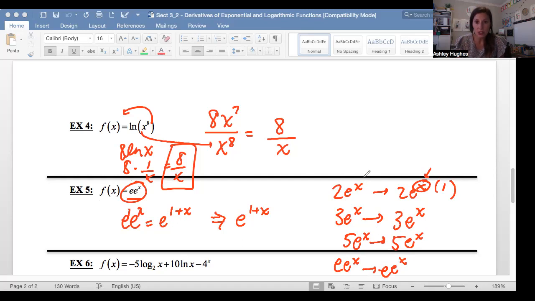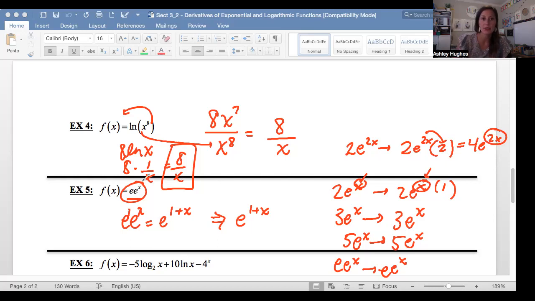What changes is if there's not just an x here. If it say it was 2e to the 2x, well, that would be different. That would be 2e to the 2x times the derivative of 2x, which is 2. So that would be 4e to the 2x. So that's the argument. I mean, the exponent is different.